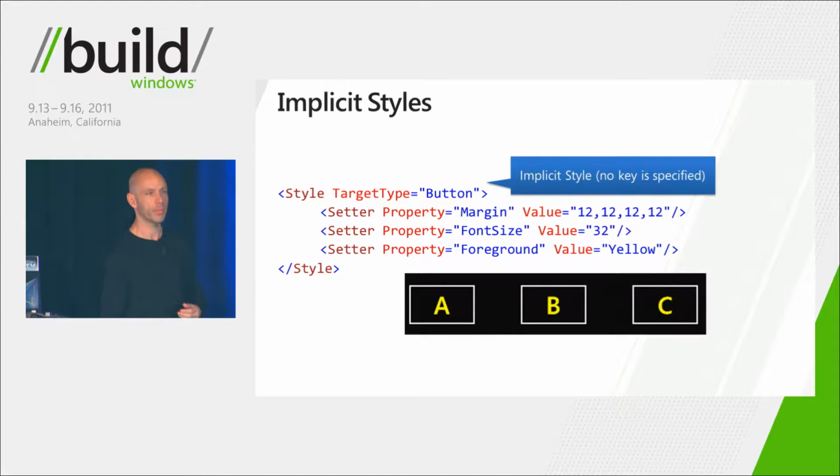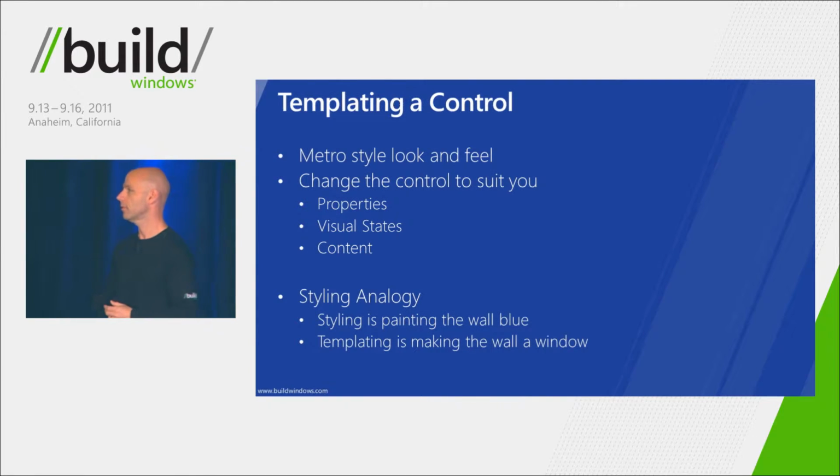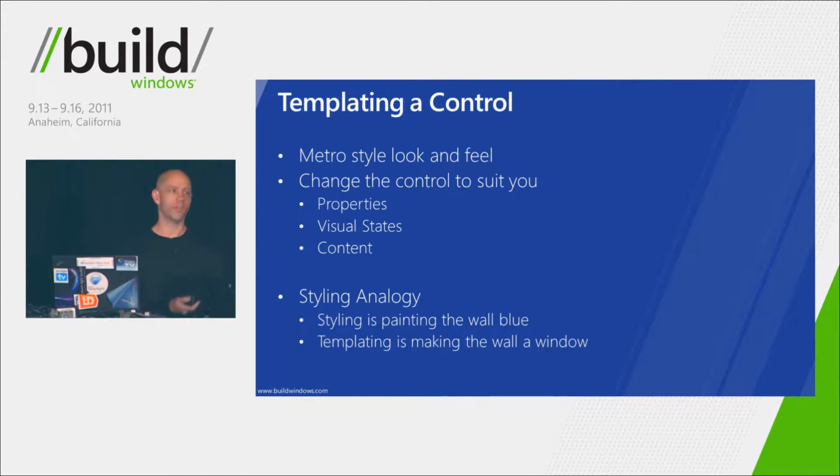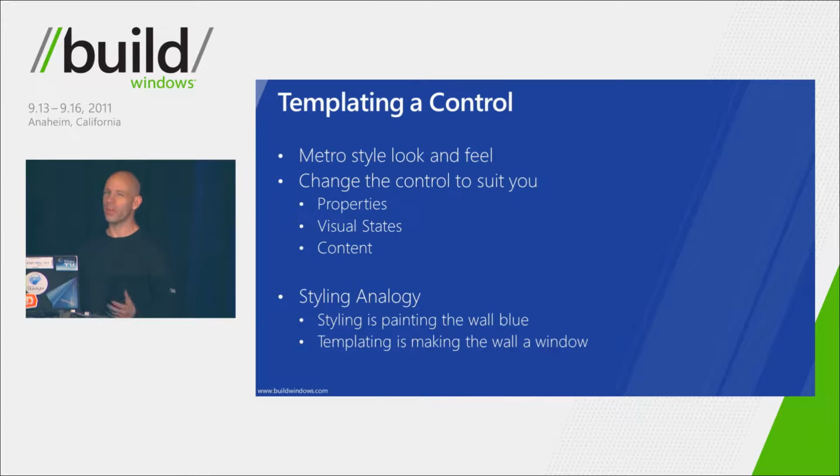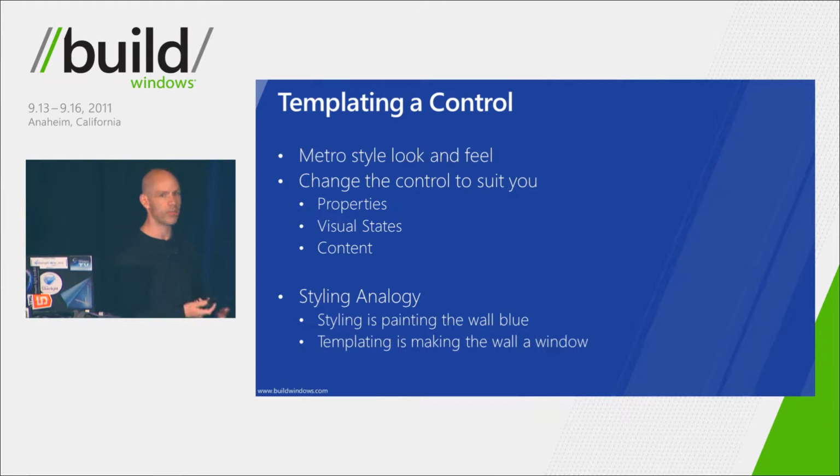And there's no key specified. Pretty easy to implement. So styling's pretty easy. What about templating? What if you don't want your button to look like a button? What if you want it to look completely different than the out-of-the-box button? You want to do something more than just change the foreground or fonts or other margin properties. You can do that too.